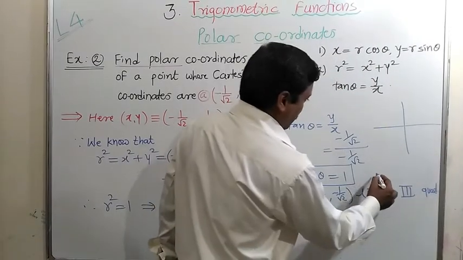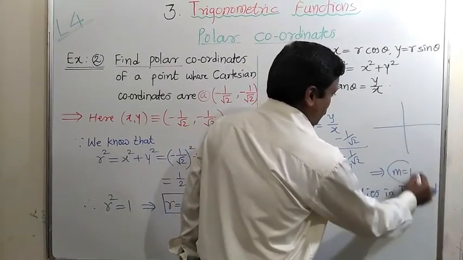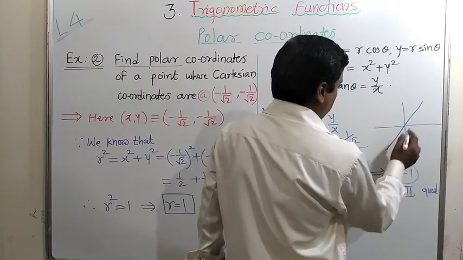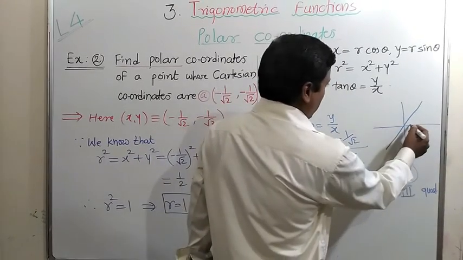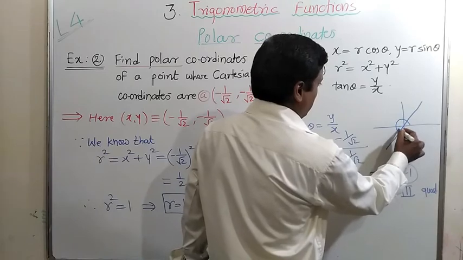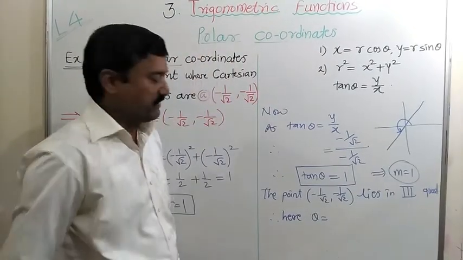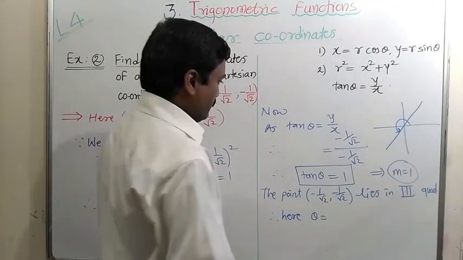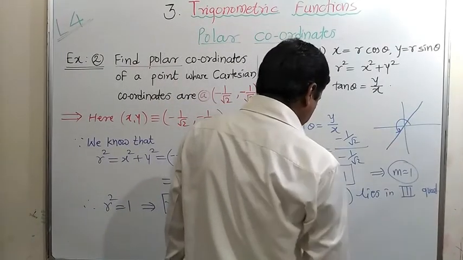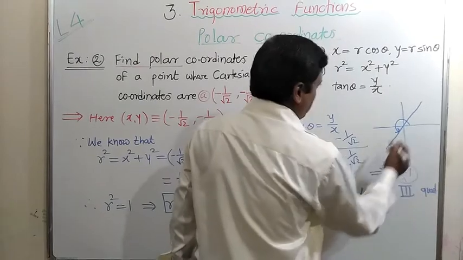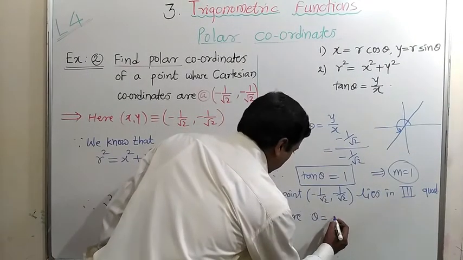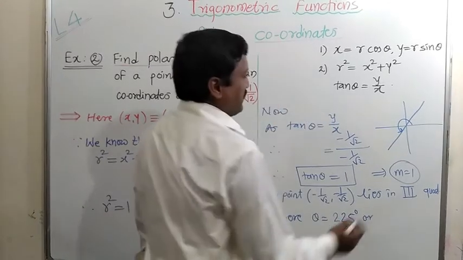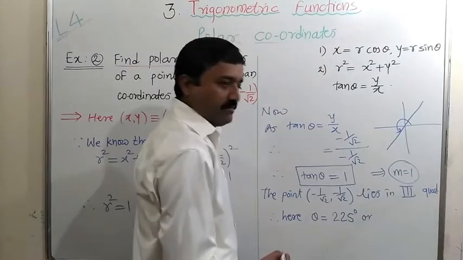Tan theta is equal to 1, which implies slope m equal to 1. So the line having slope 1, and theta in the third quadrant, the angle will be this much. This is nothing but 180 plus 45, that is 225. So theta is equal to 180 plus 45, therefore theta is equal to 225 degrees, or 5 pi by 4.